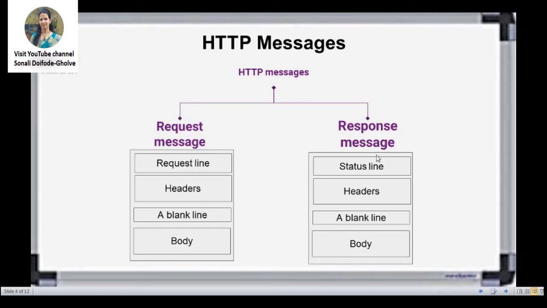In a response message, first is your status line, the status code and status line. It gives you the status of your response, then the header of your response, then a blank line to indicate the end of the header, and the body is present only in some messages.